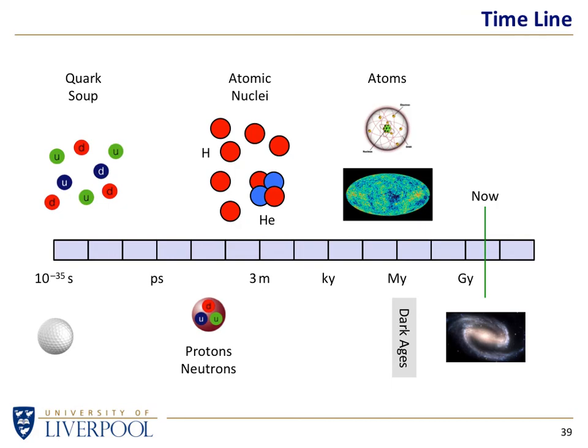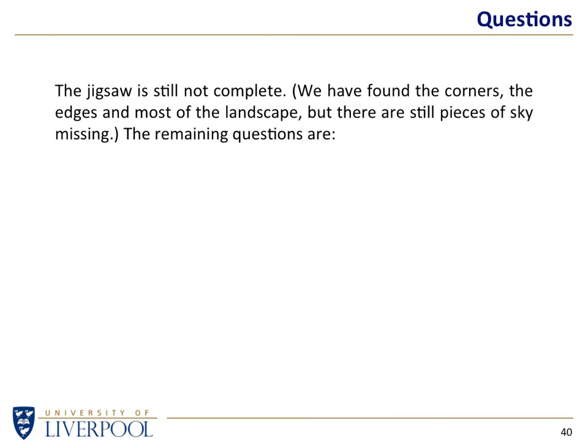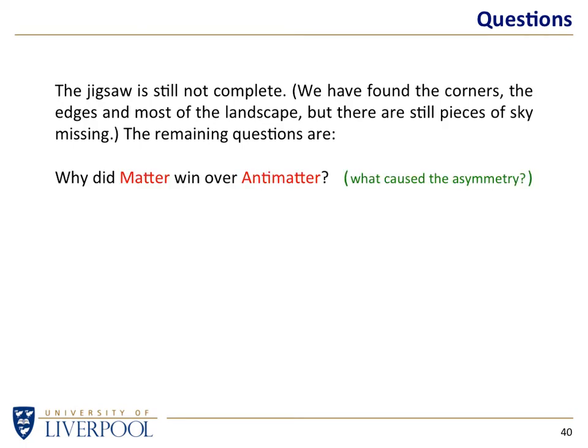So that's a very condensed timeline of what I've been talking about. So the jigsaw is still not quite complete. We're doing quite well. We've got the corners, the edges, the landscape. Bits of sky are still missing. There's still some bits of the jigsaw we don't understand. I've alluded to some of them already.